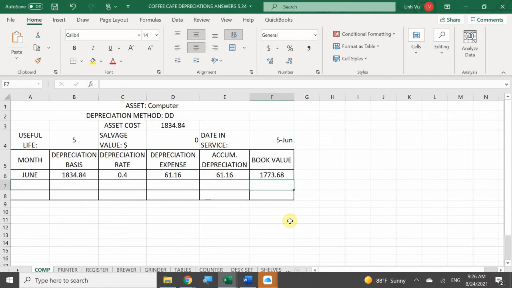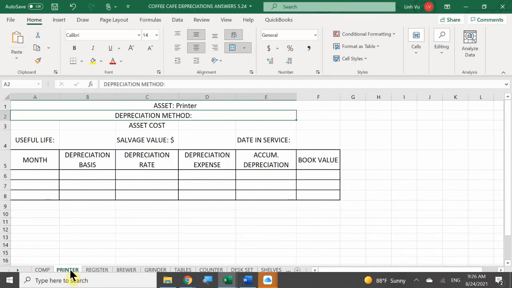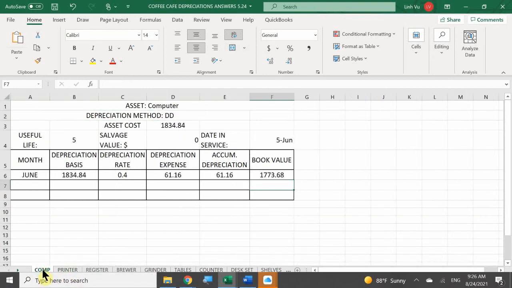So in this case, we're going to be using the beginning of the year's book value for all the depreciation basis. Good. So 61.16 is what we solved for the computer. Okay, let's solve for the printer. Wait, can you go back? What was the last one? 1773.68. Okay, thanks. Printer.